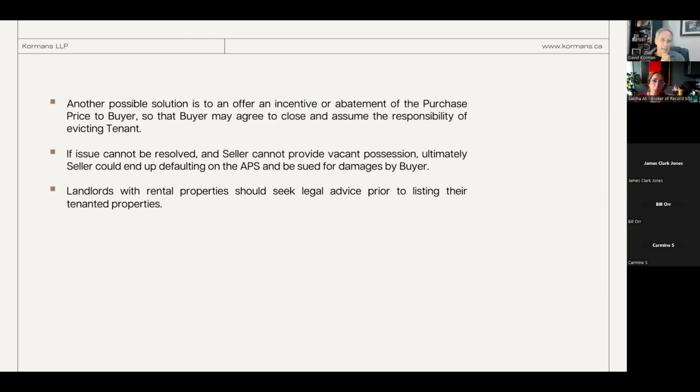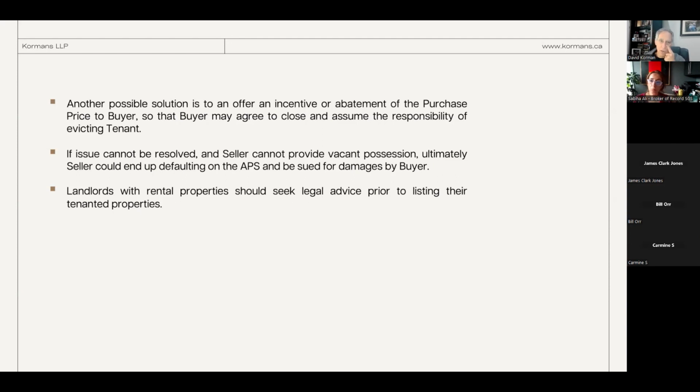Now, if the issue can't be resolved and the seller can't provide vacant possession on closing and there is no extension, so neither of those potential solutions happen, there's no extension agreed upon, and so solution number one's no good. Solution number two is not good for the parties either, because the buyer doesn't want to close and assume the tenancy and have to deal with it regardless of how much of an incentive they were offered. So now it's not resolved. Seller can't provide vacant possession on closing.